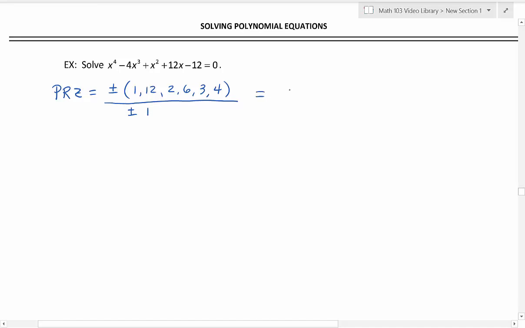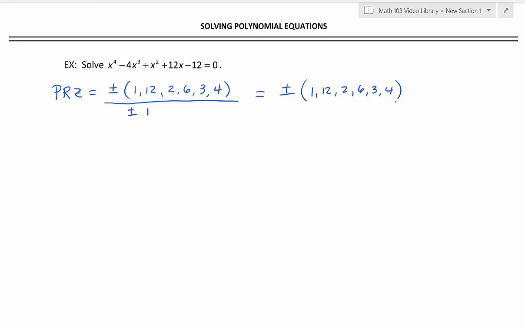And then we're dividing that by the factors of our leading coefficient, which is 1. We'll simplify this list. We know everything's a plus or minus. And since the only number in the denominator is 1, all those numbers in the numerator over 1 will end up being those numbers in the numerator. So there's our possible rational zeros.